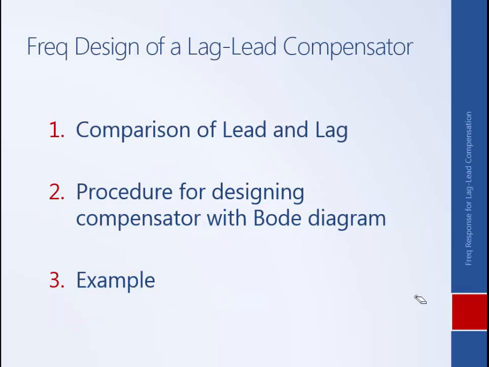The basic structure of this lecture is as follows. First, we'll review what we know about lead and lag compensators and compare them. This will be a little bit of a review, and it'll help to motivate why we might want to combine the two types of compensators to create a lag-lead compensator. We'll then give a brief overview of the procedure we'll use for designing a lag-lead compensator with the Bode diagram, and then finally we'll go through a relatively detailed example.